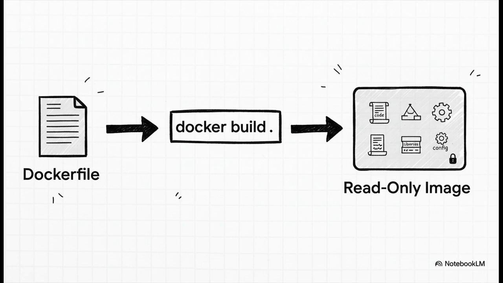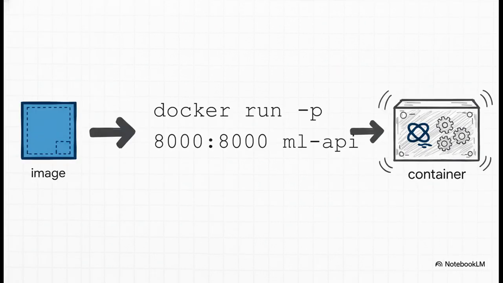That's your blueprint. Then, with your blueprint ready to go, you execute one more command, docker run. This launches a live running instance of your image, and that's the container. The little -p flag there just maps a port from your machine to the container, so you can access your API. And just like that, your ML model is live, isolated, and perfectly consistent.